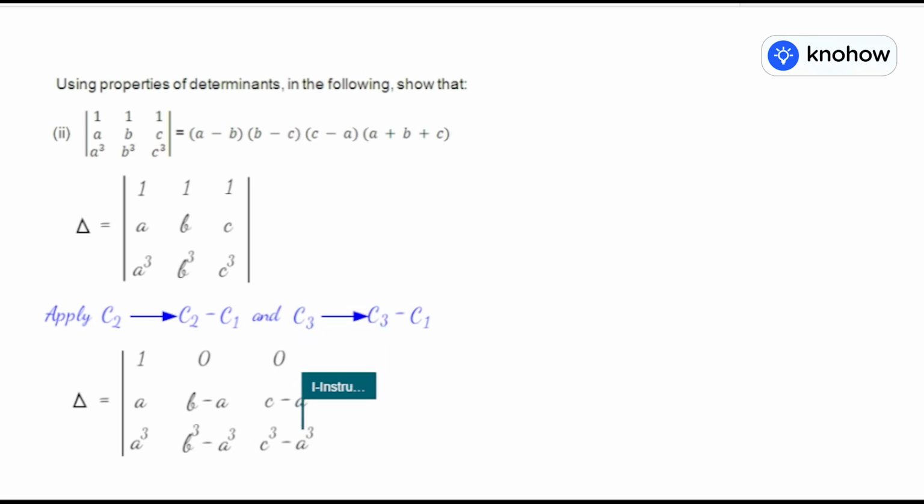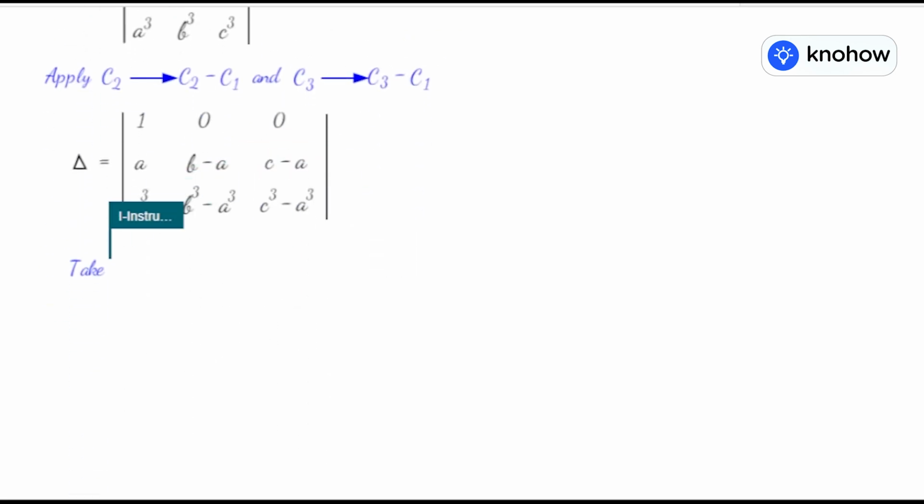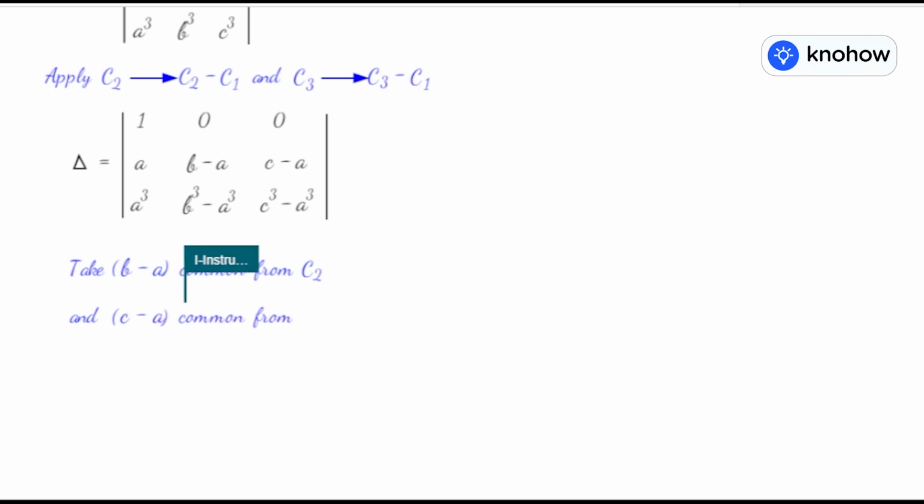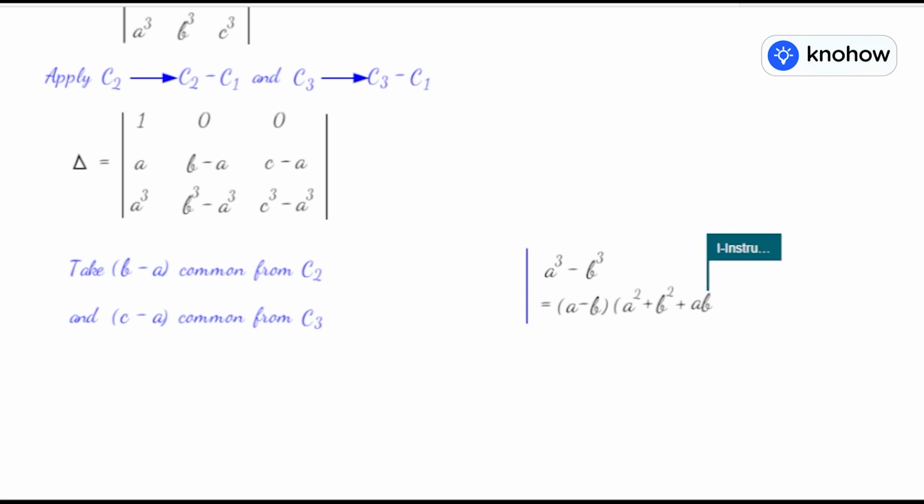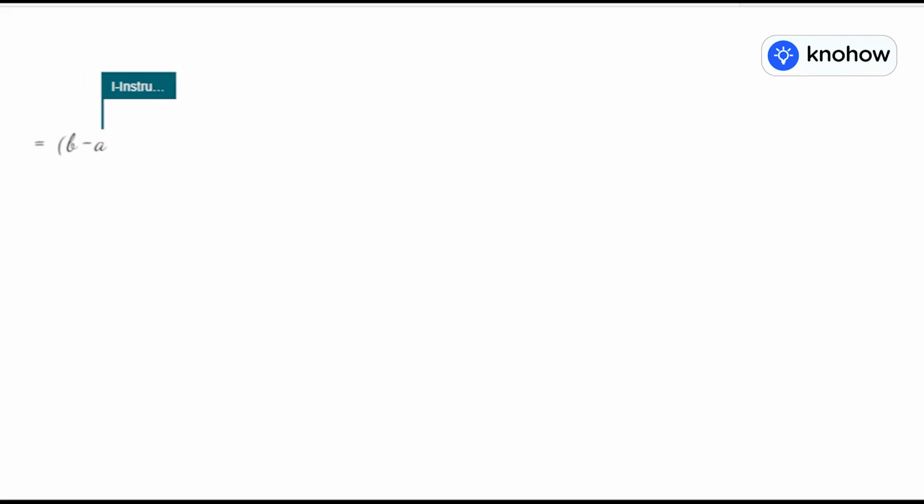Now obviously we can take B minus A common from C2, and C minus A common from C3. How can you take common? What are the factors of A cube minus B cube? The factors of A cube minus B cube are A minus B, A square plus B square plus AB. Using this formula, when you take B minus A and C minus A common, see how it works.